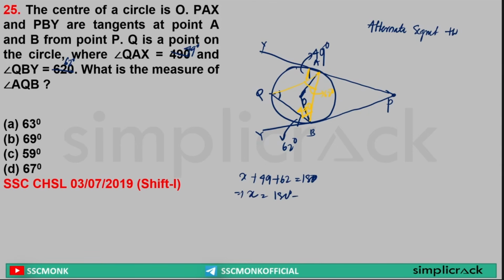So 49 plus 62, that is equal to 111. 180 degree minus 111 degree, that is equal to 69 degree. Option B is the right answer. Clear? This is known as alternate segment theorem.